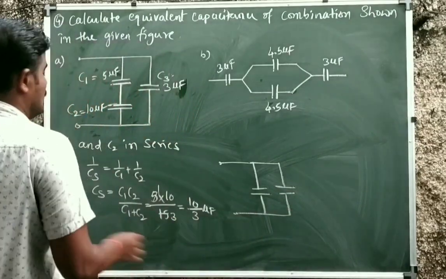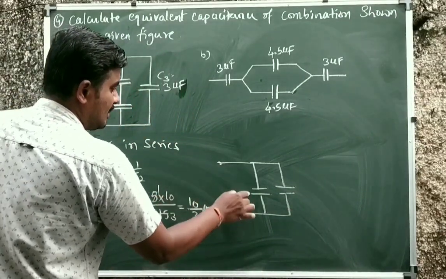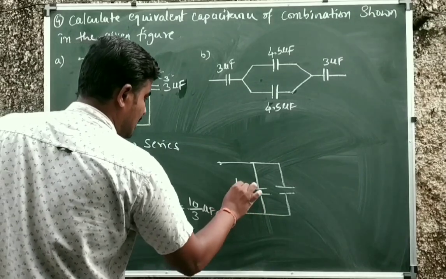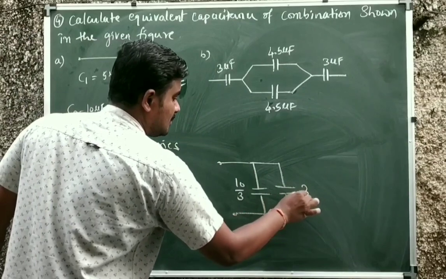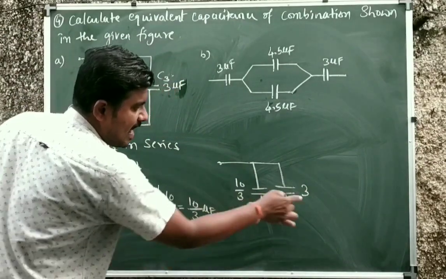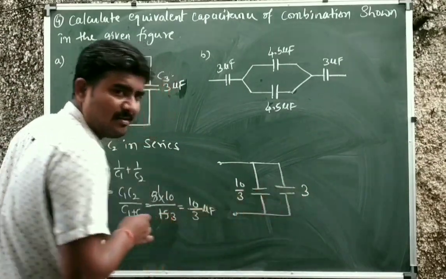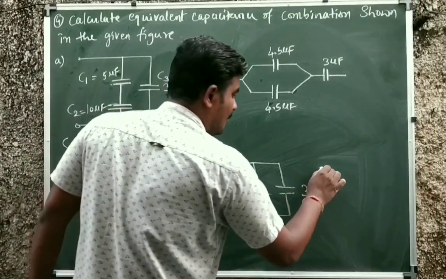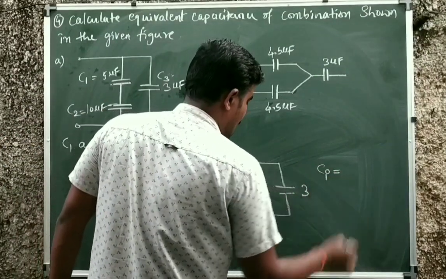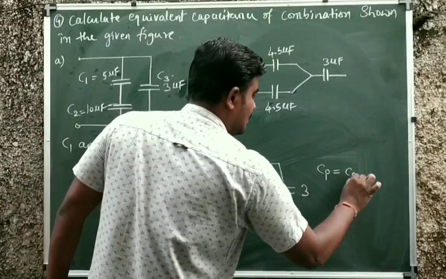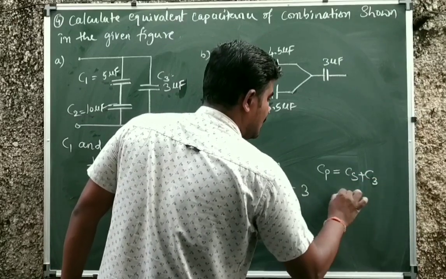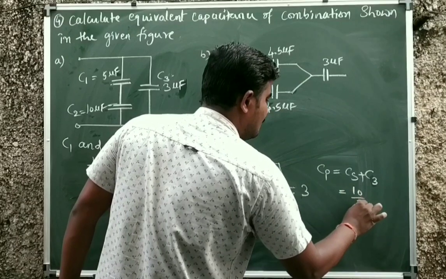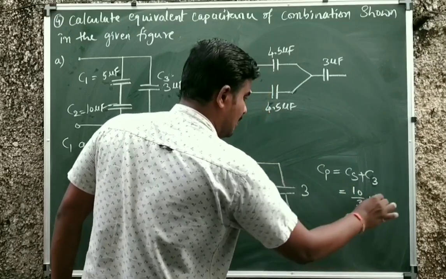Okay, now these are the terminals. Now this capacitor value is how much? 10 divided by 3, and this capacitor value is 3. See here, 10 divided by 3 and this 3, these two are in parallel combination. Therefore, by the parallel formula, Cp is equal to Cs plus C3. So Cs is 10 divided by 3 and C3 is 3.